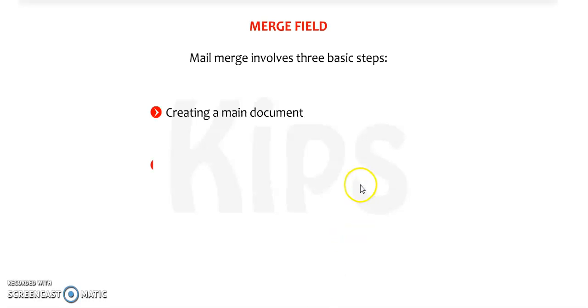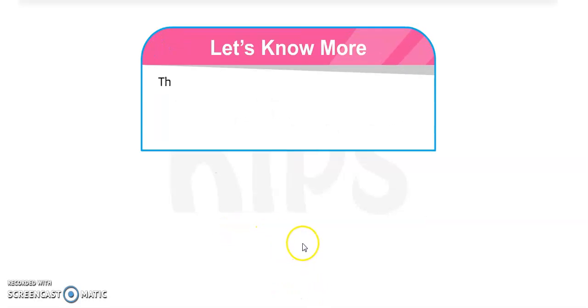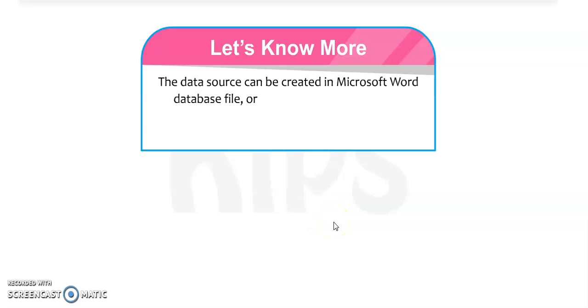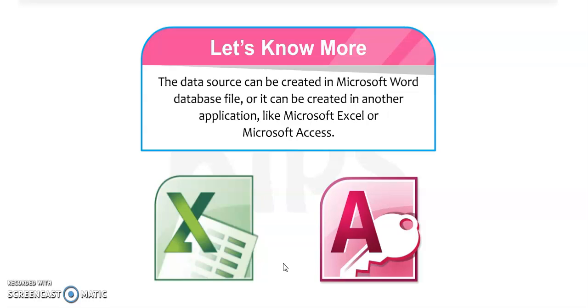So how can we merge our mail? We have to follow these 3 steps. First, creating a main document, specifying the data source. After that, merging the data source with the main document. Now let's know more. A data source can be created in a Word database file or it can be created in another application like Excel or Access.